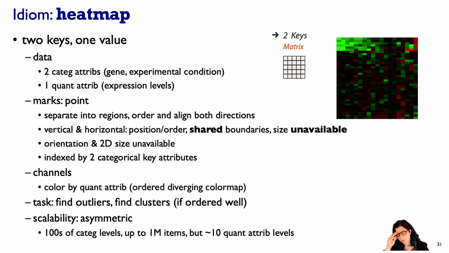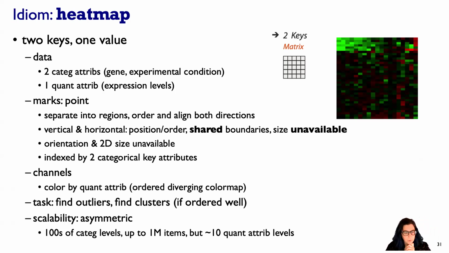We'll talk more about color later. Technically, it's an ordered diverging color map. Now, you can definitely use this to find outliers. You can find the really bright green and bright red boxes here. If the order is done right, and we'll get to that in a second, then you could find clusters.